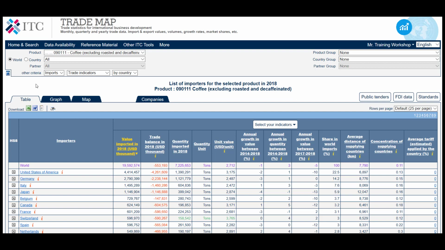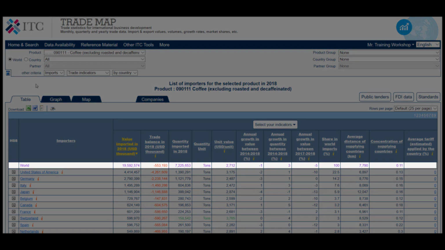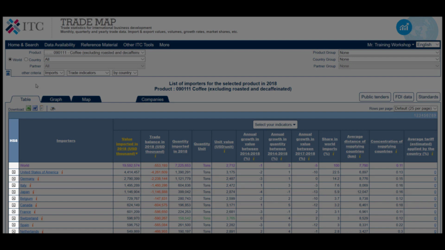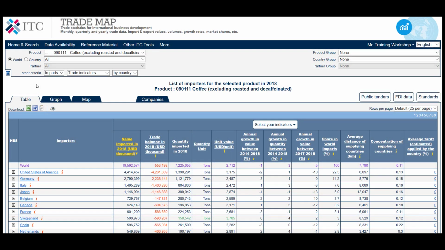What we are looking at first is the world market demand for this product. We can see it in the first line of the table that identifies indicators for the world as a whole. The very first column identifies the availability of information at a more detailed level of coding. Since we are currently looking at the product level HS6 data, the heading reads HS8, which refers to the national tariff lines of this country.